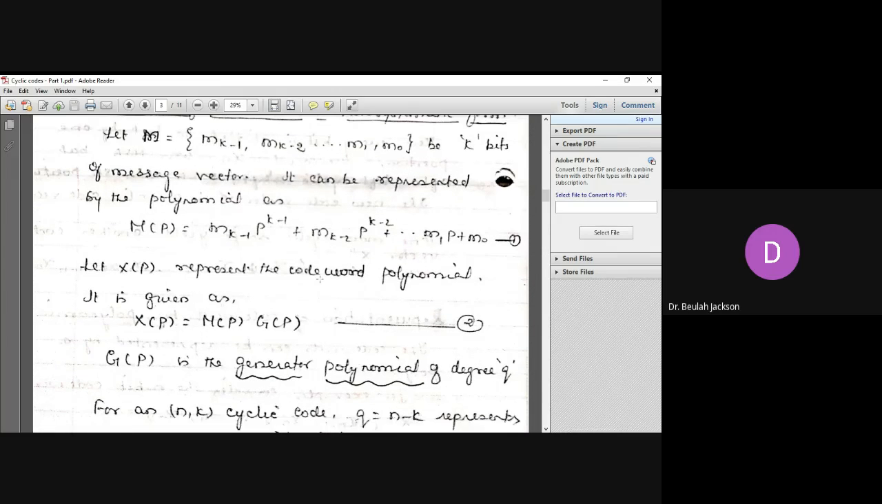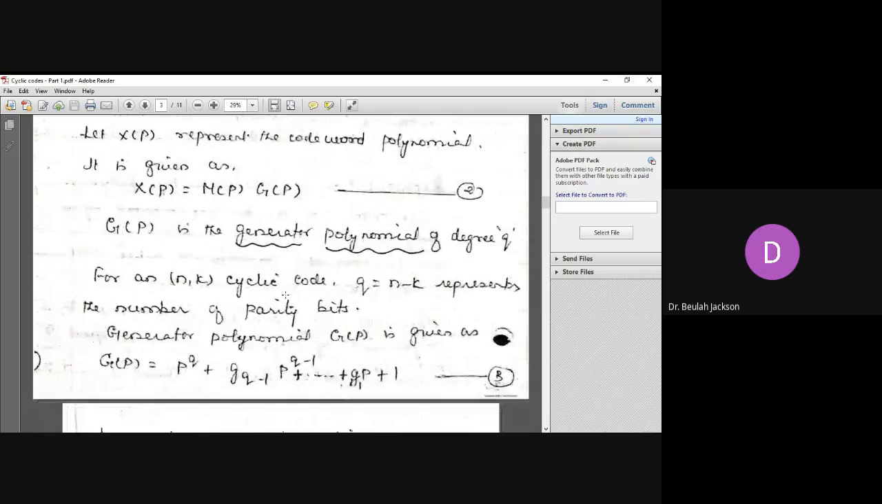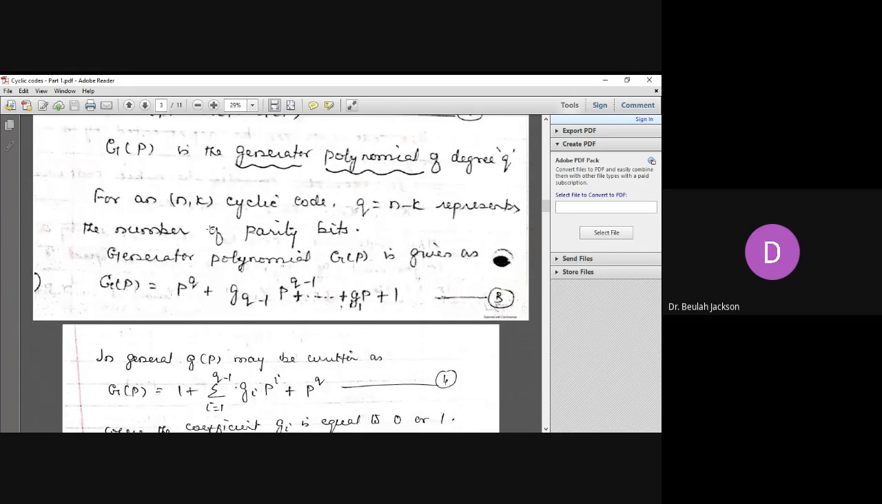Let x of p represent the code word polynomial. So this is represented as x of p is equal to m of p into g of p. In the linear block code, we studied that x is equal to m into g. So there, in linear block code, we use the matrix form, that is the generator matrix of the message vector. But here, we are just using the polynomial. So this x of p is equal to m of p into g of p. G of p is the generator polynomial of degree q. So for an n comma k cyclic code, q is equal to n minus k represents the number of check bits, as we know.